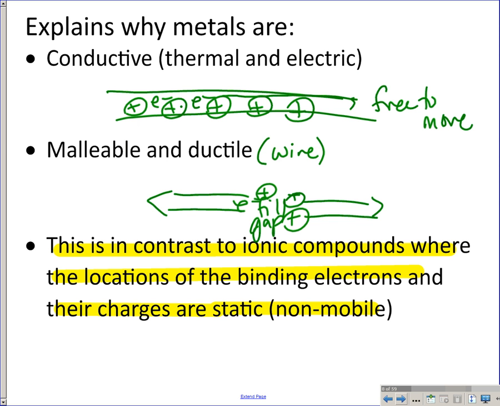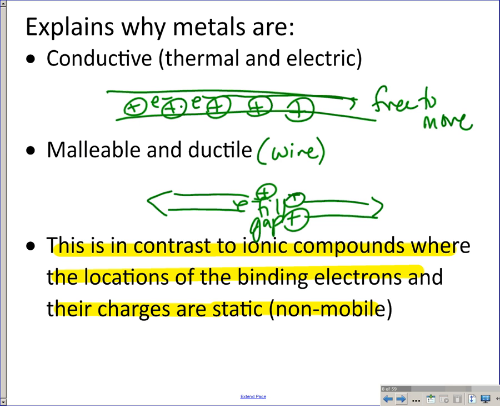That's in contrast to your ionic stuff, because with ionic stuff, you stress it a little bit, this lattice structure, you throw it on the ground, it shatters, it's going to break. There's no electrons filling the gap, they're stuck in a single location. They're not as durable.